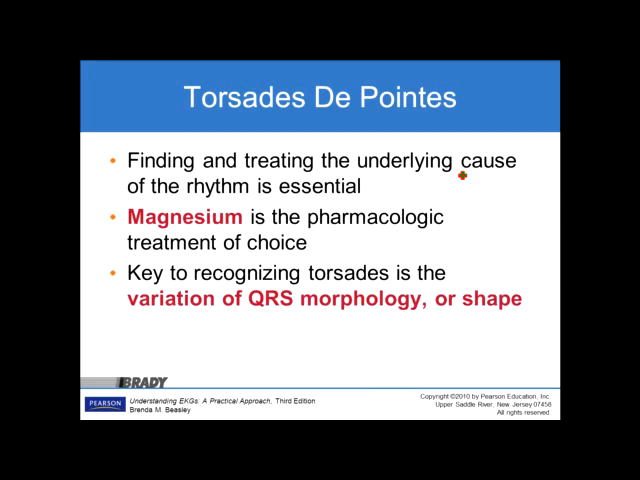Finding and treating the underlying cause of the rhythm is essential. Magnesium is the pharmacological treatment of choice, and that's because the leading cause of torsades is going to be low magnesium levels. Key to recognizing torsades is the variation of QRS morphology or shape.